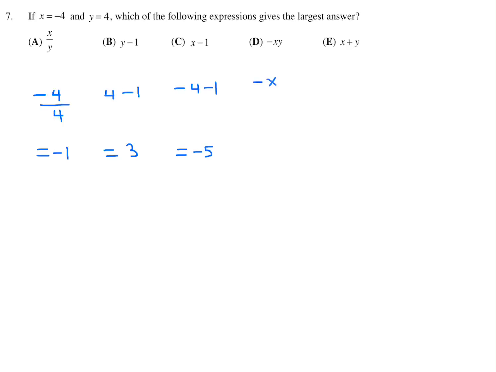Minus xy is minus 4 times 4, and that looks like 16, positive 16. And then x plus y is minus 4 plus 4, which is 0. So which one of these is the largest? Well, it looks like this guy right here. So 7, the answer is D.